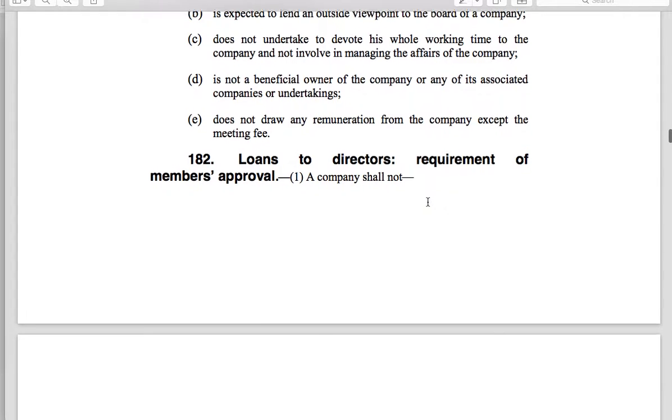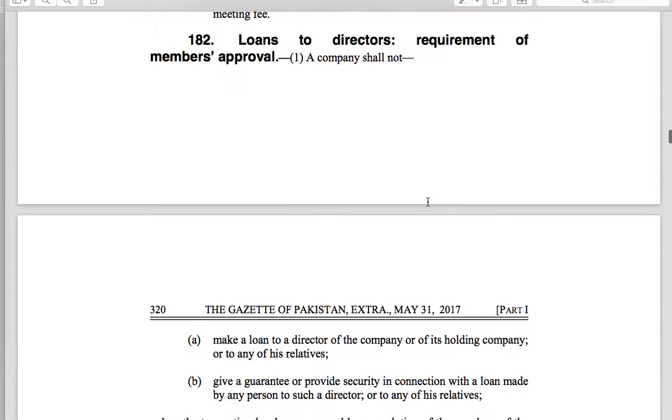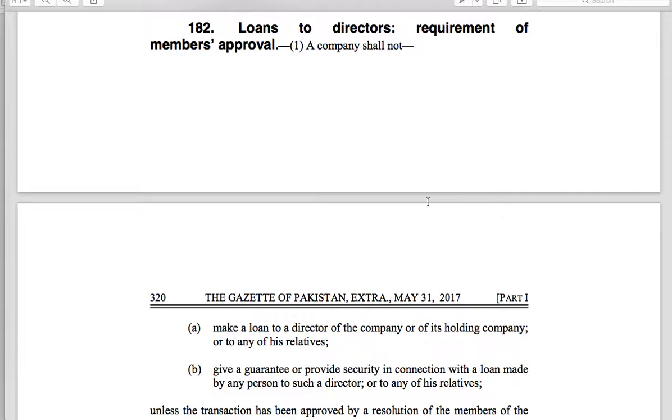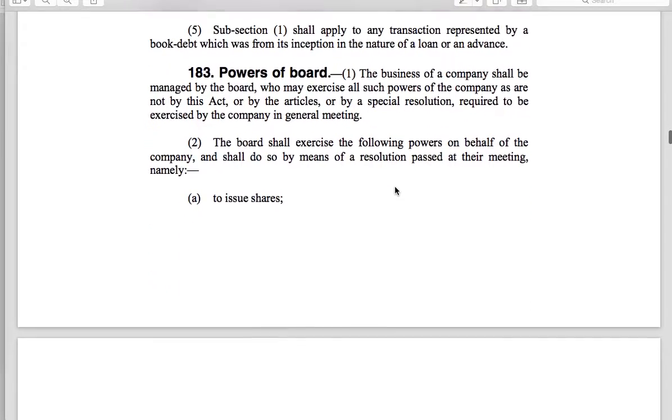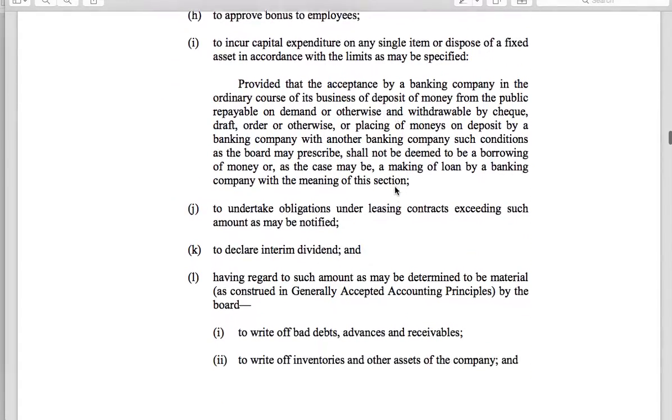Since this is a law and it protects and punishes different persons doing different activities, like directors, shareholders, creditors, all of this has been defined here, and the company itself can take action according to this law against its directors if they do anything that is illegal under this law. Loans to directors: members have to approve loans to directors. What is the power of the board? All of this has been defined.